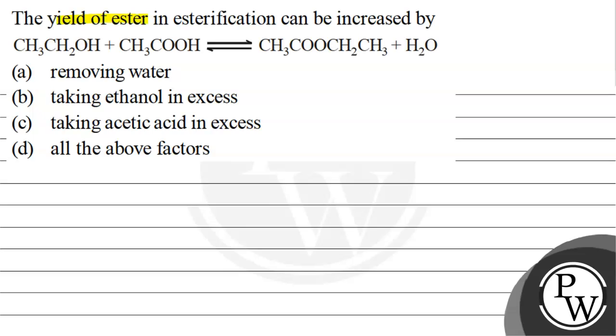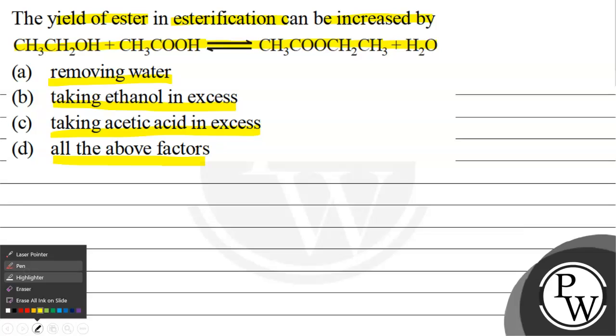So let's read this question. The yield of ester in esterification can be increased by: CH3CH2OH plus CH3COOH gives CH3COOCH2CH3 plus H2O. This is the reaction that is given to us. हमें बताना है the yield in esterification can be increased by A. Removing water, B. taking ethanol in excess, C. taking acetic acid in excess, or D. all the above factors.